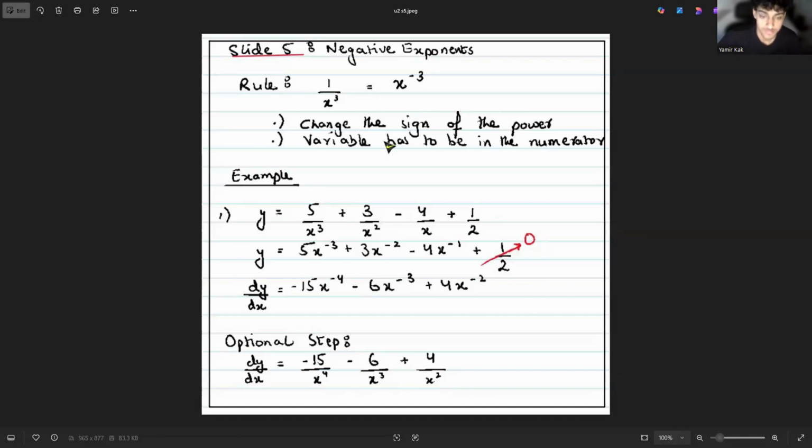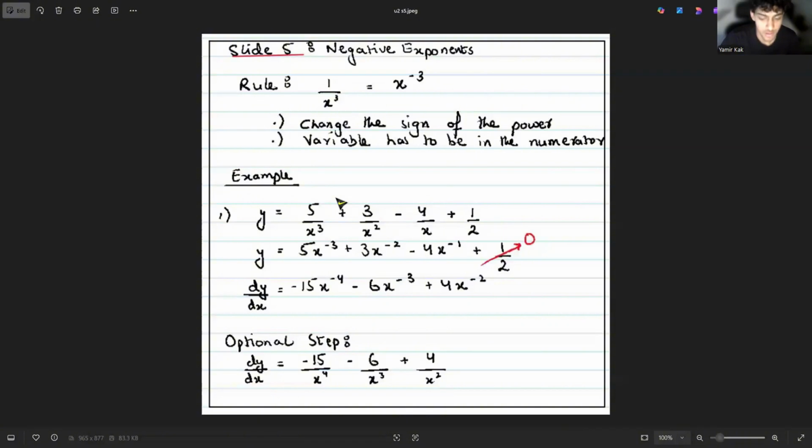Okay, so we would first bring all these exponents to the top to find the derivative, because all variables have to be in the numerator when we find a derivative, right? So we'd bring it to the top. It would become 5x to the power of -3 plus 3x to the power of -2 minus 4x to the power of -1 plus 1/2. And then that just becomes 0 because it's a constant term, right, when we're trying to find the derivative.